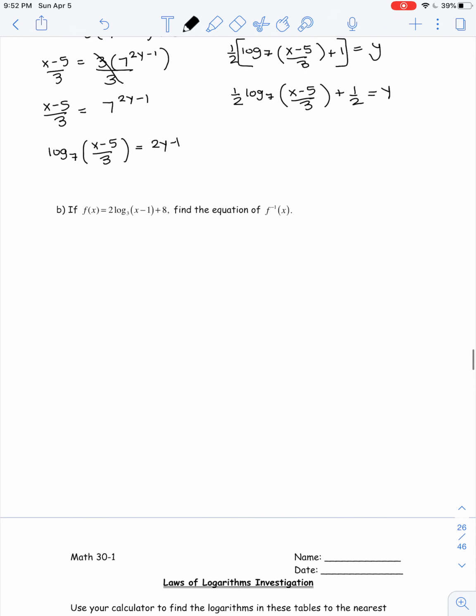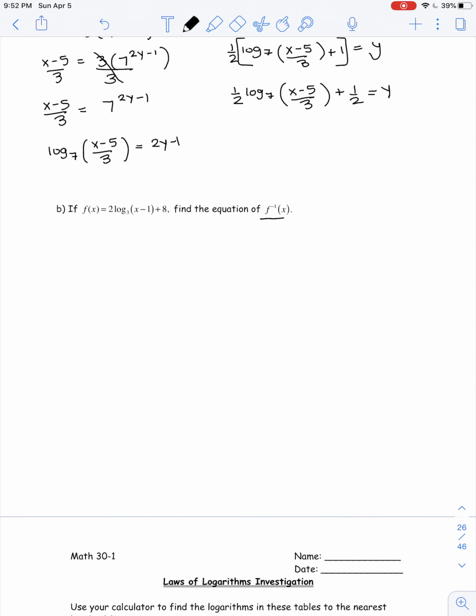And then lastly, they want us to do the inverse again, but we know now it's a function. So this just means that our inverse is going to be a function. So that's the notation that shows us that. So it's very similar. In this case, start by swapping the f of x with x, and the x becomes y. Okay, we're going to move the 8 to the other side. x minus 8 equals 2 log base 3 of y minus 1. Divide both sides by 2.